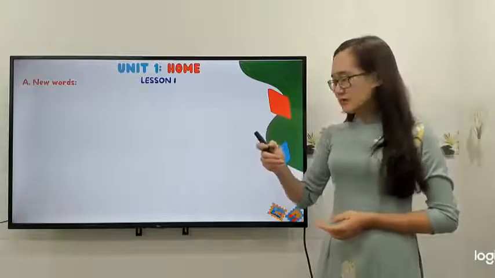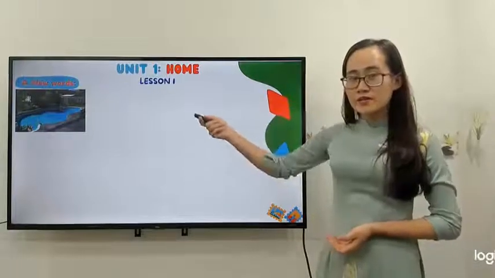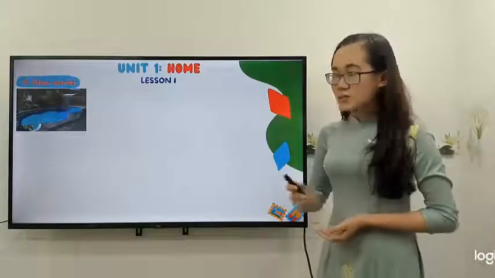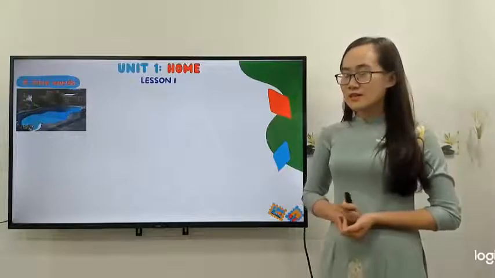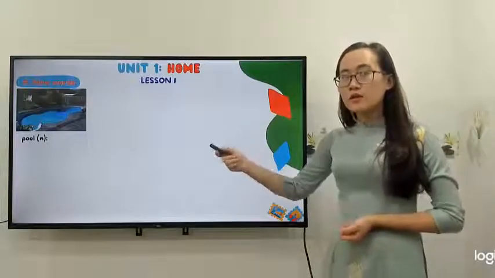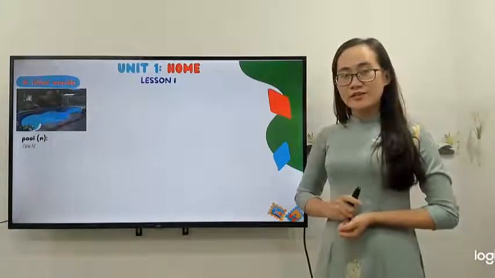Now look at the screen. Look at the first picture on the screen. What is it? This is a pool. Pool. So look at the picture and can you guess what this is?